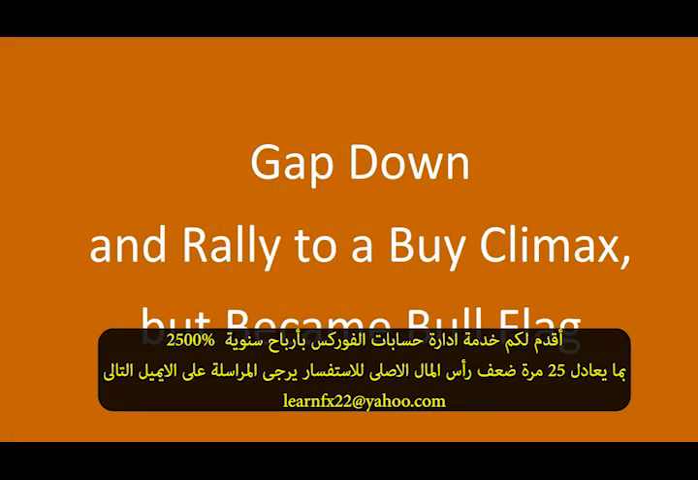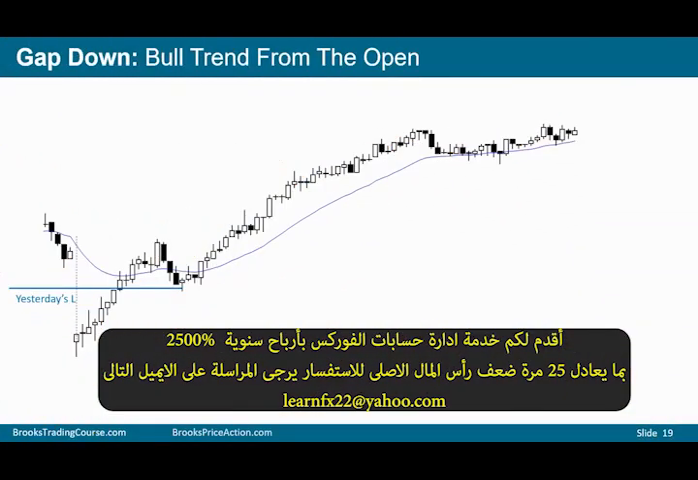I said sometimes you get a gap down and a rally that is climactic, but instead of getting a reversal down, you get a bull flag and the bull trend continues up. Gap down, strong rally. The bears tried to get a second entry sell, first here, second here. The bears tried to fail in the reversal up from below yesterday's low. Instead, we tested yesterday's low again, and we got a bull trend. So gap down and a buy climax, and an attempt at a reversal down. Instead, it became a bull flag.